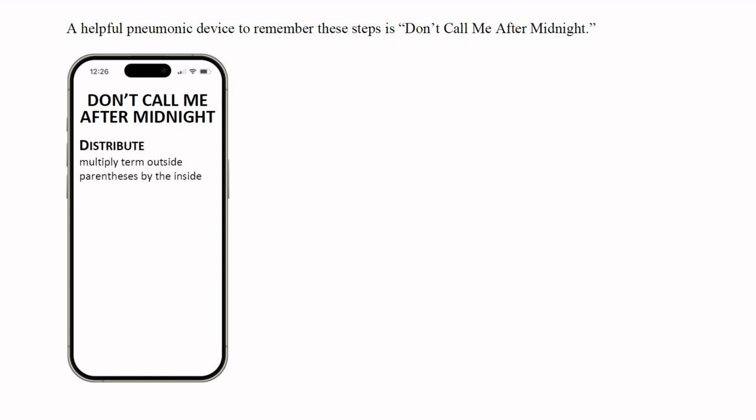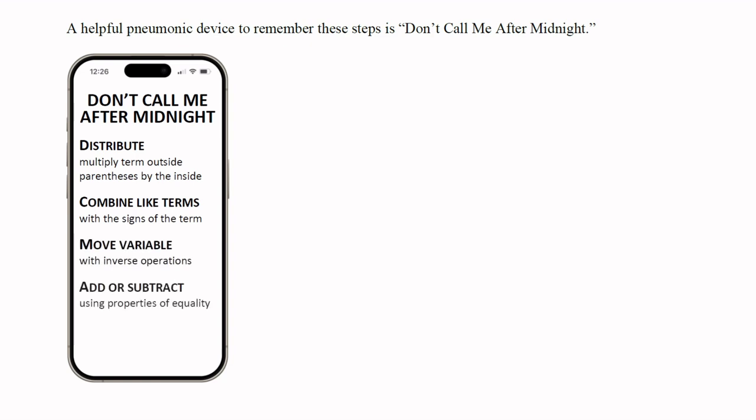You're going to start by distributing, by multiplying the term outside the parentheses by the inside. Then you're going to combine like terms with the signs of the term. You're going to move the variable with the inverse operations. You're going to add or subtract using properties of equality. And then you're going to multiply or divide using properties of equality to get the variable by itself.